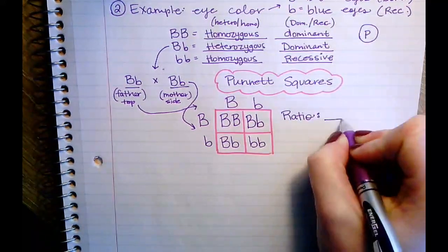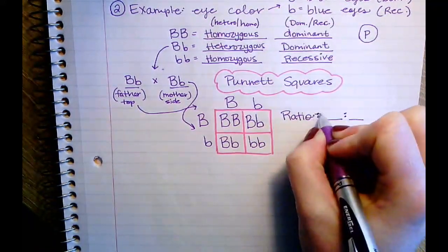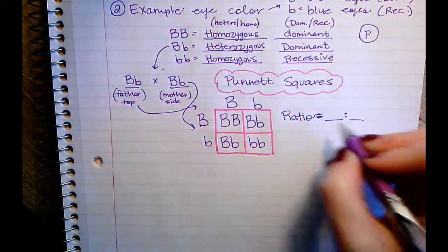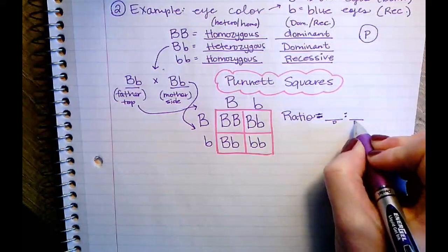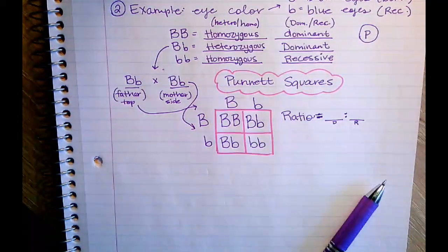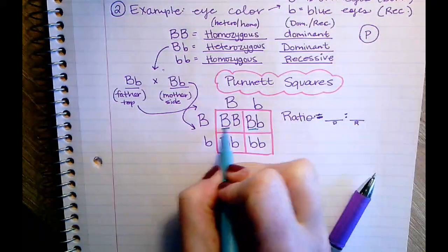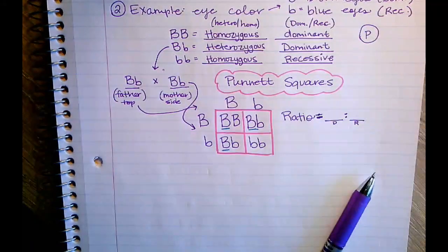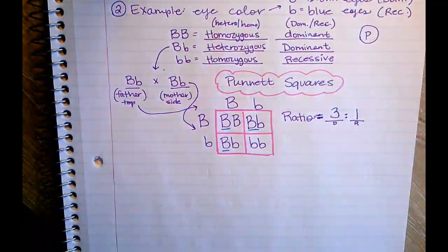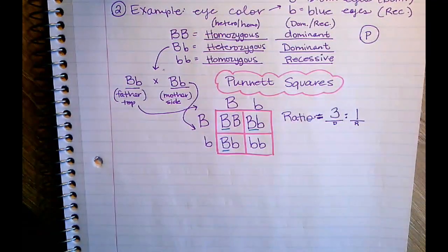Okay, so the ratio, I'm actually going to write the equal sign here so it's a little easier. So the ratio would be blank to blank. We would always write our dominant to our recessive. So out of the 4, how many dominant do we have? That would be any that have a capital letter, 1 or 2, it doesn't matter. So that would be 3 dominant to 1 recessive. Okay, so 3 dominant to 1 recessive. Okay, so we would write 3 to 1.